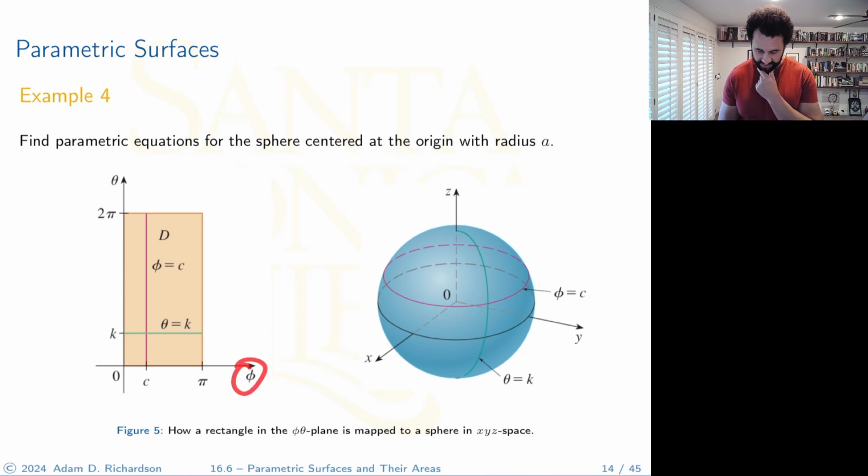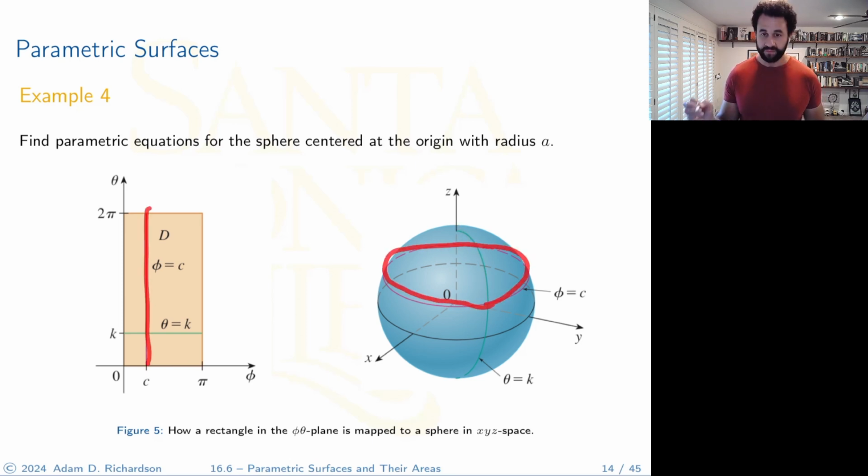Okay, let's say we fix phi at this number c. Remember, phi is like the angle that you have when you tip down from the z-axis, right? That's what it's describing. So if we fix phi at this value, we're essentially fixing ourselves at one angle down from the z-axis, right? So one angle measured down this way. And once we fix that angle, this curve gets mapped to this circle that you see right here.